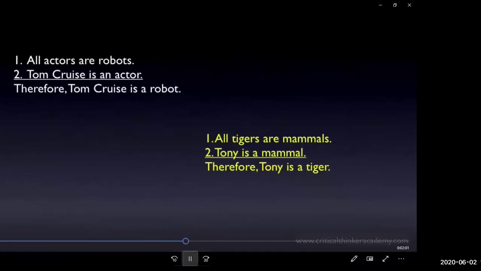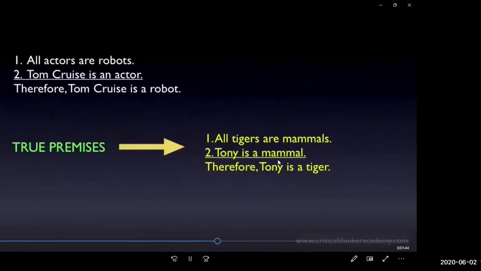Are all tigers mammals? Yes, they are. Is Tony a mammal? Well, in this case, we have no reason to question the premise, so we can stipulate that it's true. So in this argument, all the premises are true. Now what about the logic? This is where we have a problem.